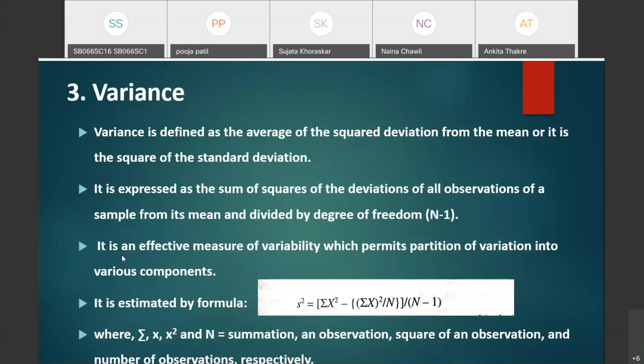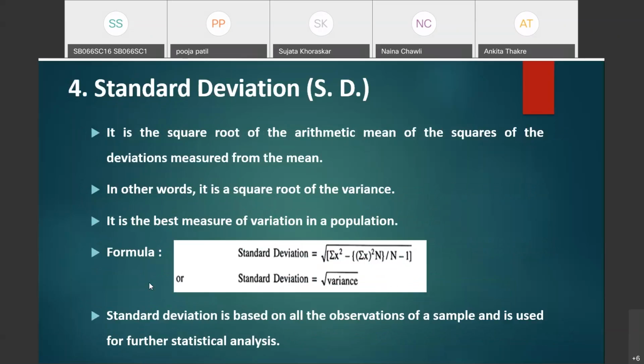Variance is an effective measure of variability which permits the partition of variation into various components. Simply you can remember that variance is nothing but the square of standard deviation.